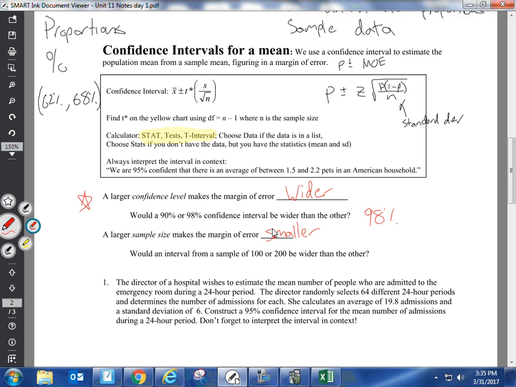So we could keep the same level of confidence, but shrink our confidence interval because we have a larger sample size. We talked about this so much 2 units ago. So which one would be wider? Answer this question, discuss it with your neighbors, and let's make sure we're on the same page with that one.